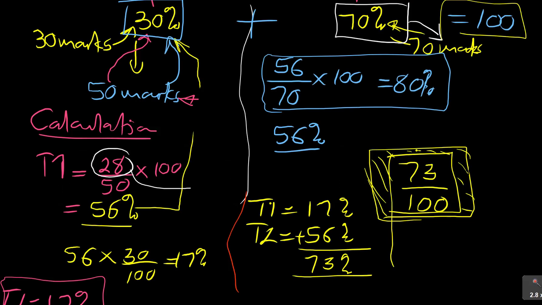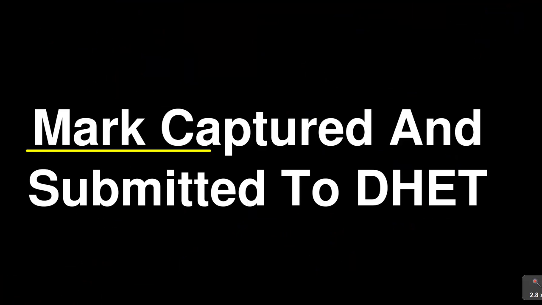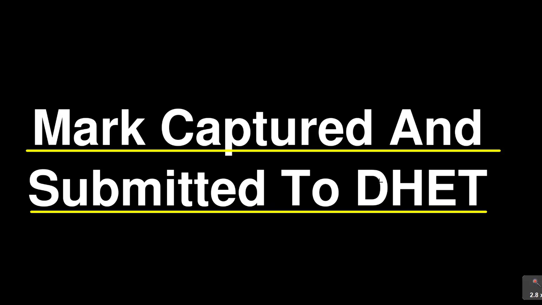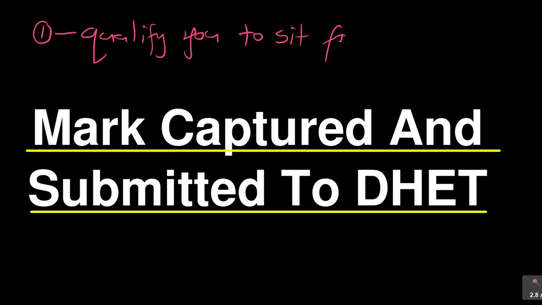Let us continue with a few things. Then we're saying after you have gotten your ICASS, which is this 73, the marks are captured and submitted to the DHET, which is the Department of Higher Education and Training. Remember, the colleges administer the tests, but they don't keep the marks to themselves. The marks are needed by the Department of Higher Education because remember we said they form part of your final mark. Now there are two reasons these marks are important. The first is that your ICASS qualifies you to sit for the final exams. So don't forget, if your ICASS is not submitted, you cannot sit for the final exams. So that is the first importance of ICASS.